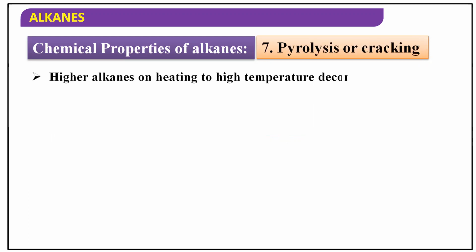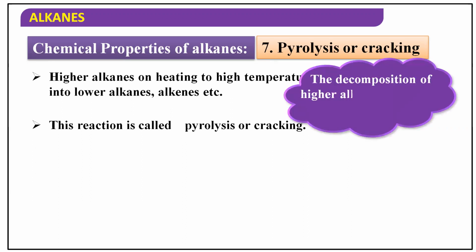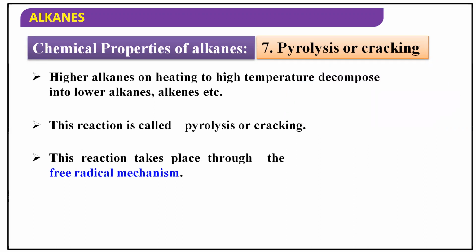Next is pyrolysis or cracking. So higher order alkane will convert to lower order alkanes. Higher alkanes are heated to high temperature and decompose into lower alkanes, alkenes, etc. This reaction is called pyrolysis or cracking. Basically, the carbon chain is reduced or broken. The decomposition of higher alkane to smaller fragments is called pyrolysis. This reaction takes place through the free radical mechanism.